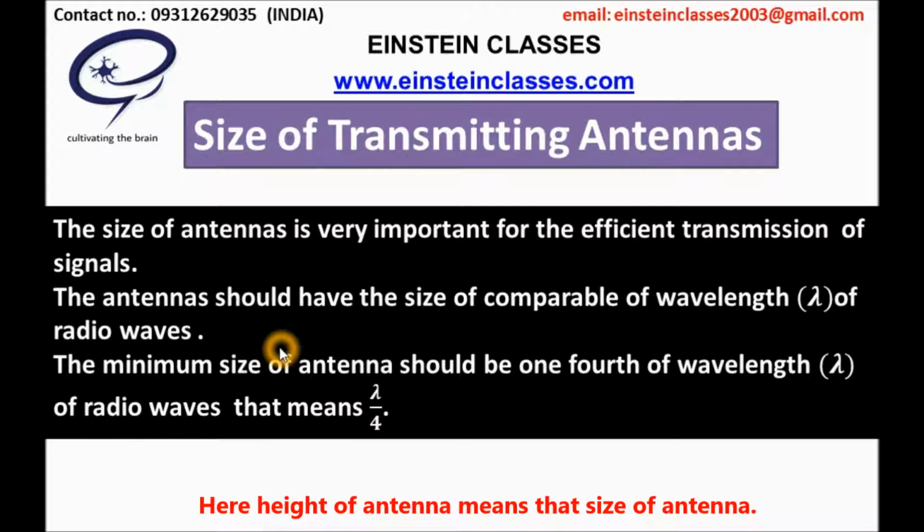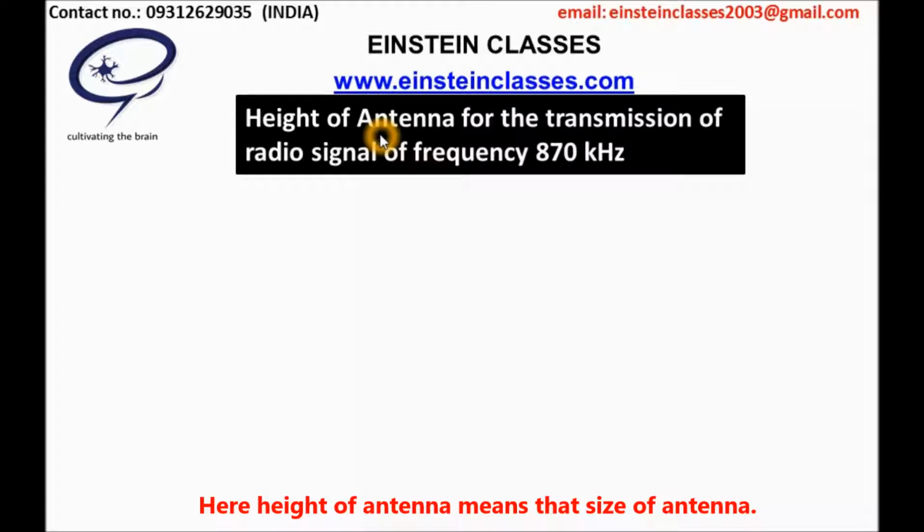Hence, to calculate the height of the antenna, first of all we have to know the value of the wavelength of the radio signal which will be transmitted. Now I am going to find the height of the antenna which can transmit the radio signal of frequency 870 kHz. The frequency of 870 kHz of radio waves is used in AM broadcast. To find the height of the antenna, first of all we have to find the wavelength of this radio signal.